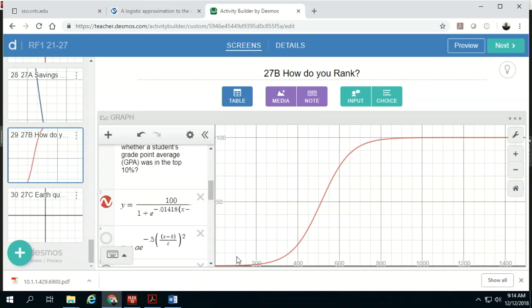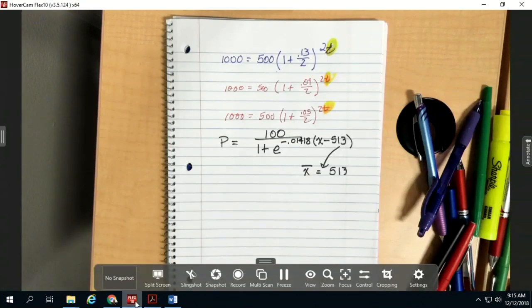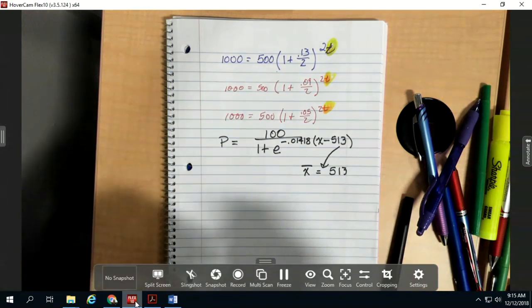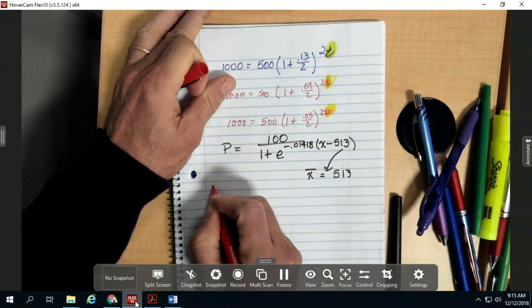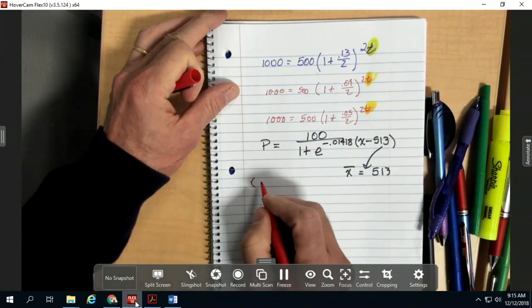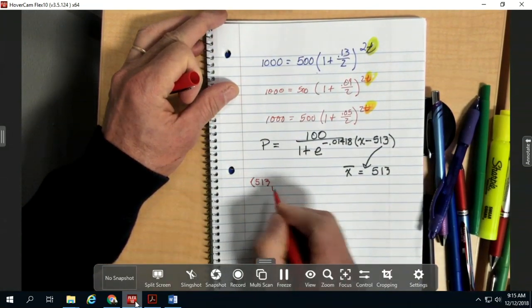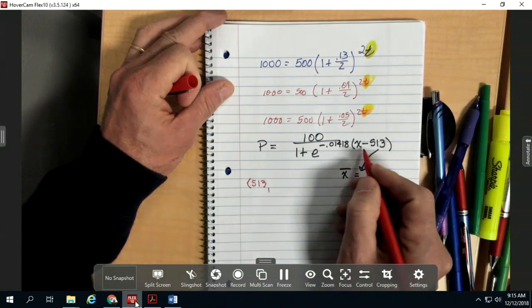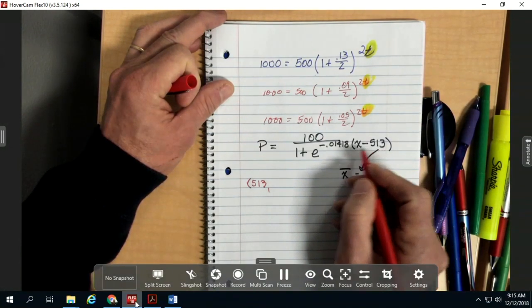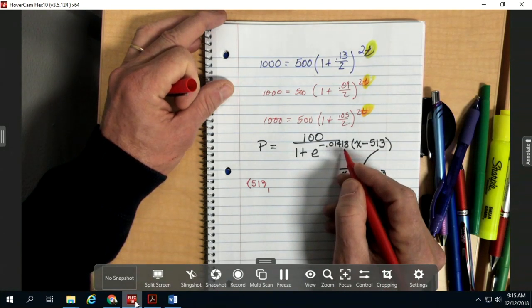Question: what do we know is true about a percentile of 50? You would have an average score, and the average score is x minus 513. Let's see why that is. So let's go to the formula, and let's say that we have a score of 513. If we have a score of 513, what does this part here become? 0. What is 0 times any number? 0.